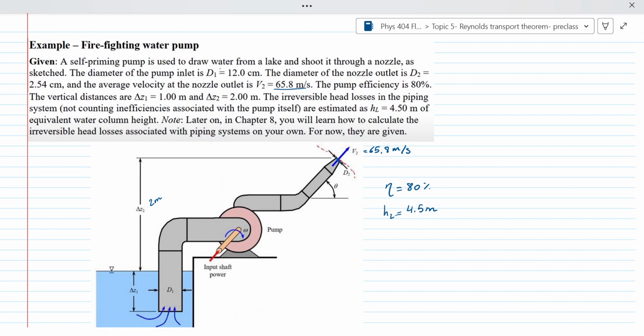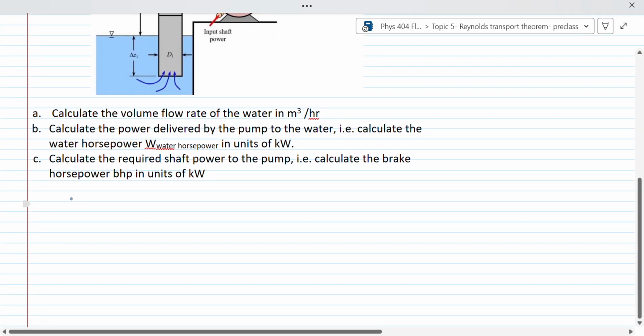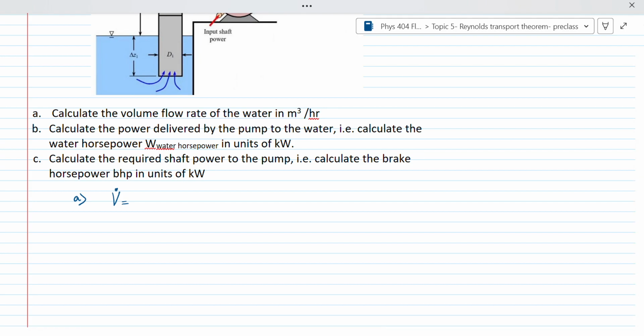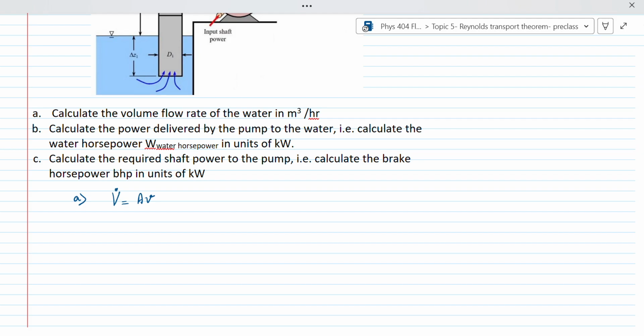So what we want to find is, in part A, we want to calculate the volume flow rate of the water in meters cubed per hour. So I remind you of our formula for the volume flow rate. We obtained that from studying Reynolds transport theorem for the volume. And we actually got A times V, where A is the cross-sectional area and V is the speed of our fluid through the outlet or inlet of interest.